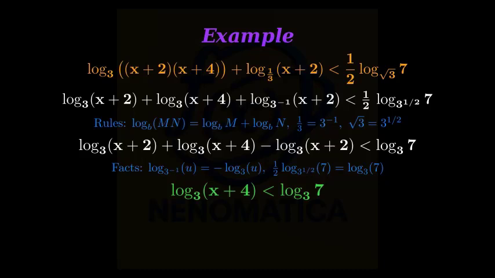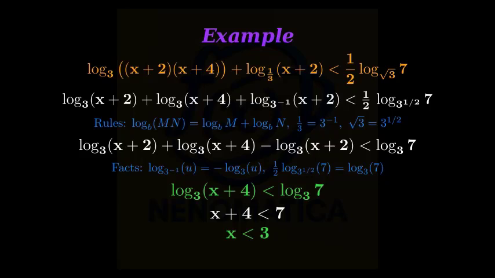Step 4. Inequality of logarithms with the same base. Because the base 3 is greater than 1, the logarithm is increasing, so the inequality direction is preserved when we drop the logs. That gives x plus 4 less than 7, or x less than 3.